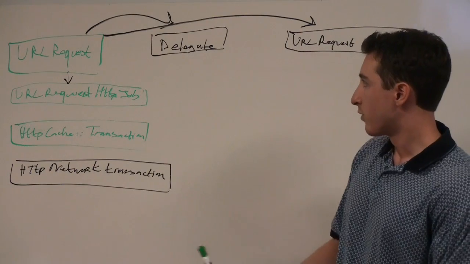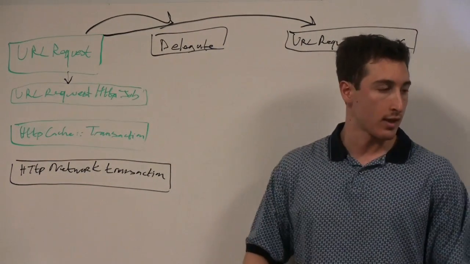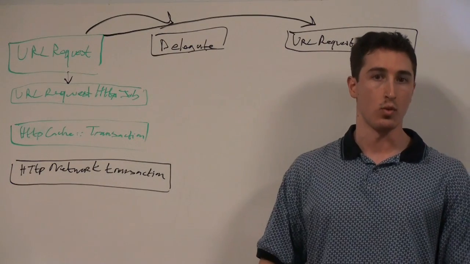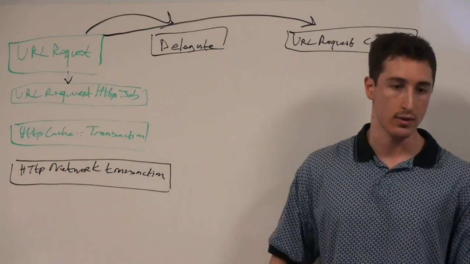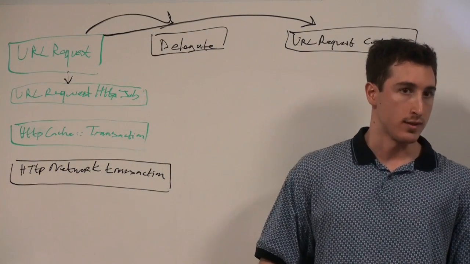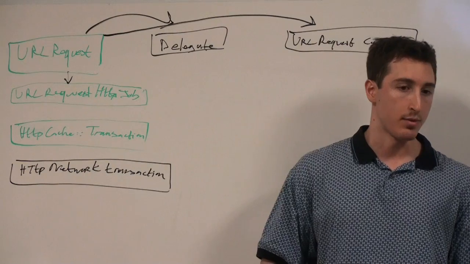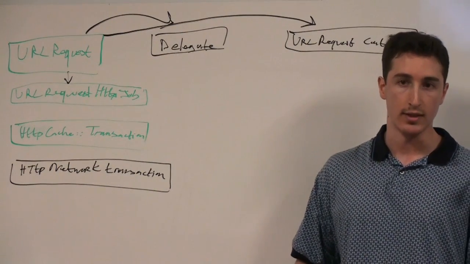The URL request is first going to look at the scheme of the URL and determine what type of job to create. Since we support FTP, file URLs, HTTP, and HTTPS, this is where it determines which specific type of job to use for this request. In our hypothetical situation, we'll be using an HTTPS request.